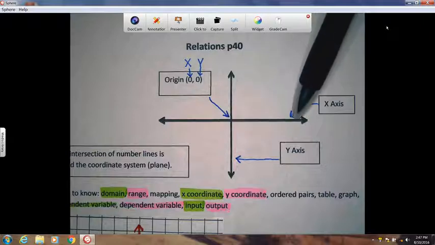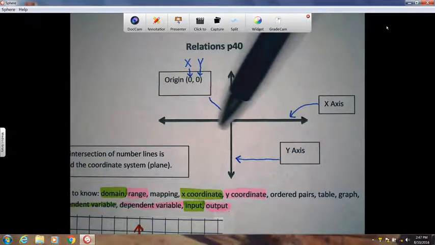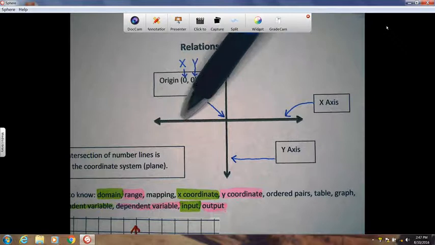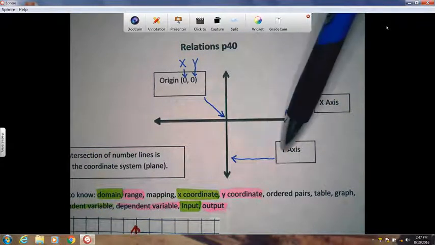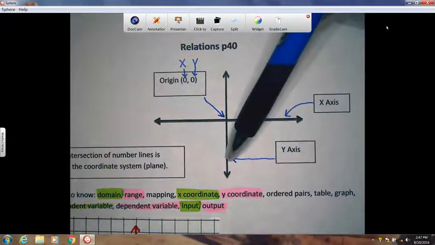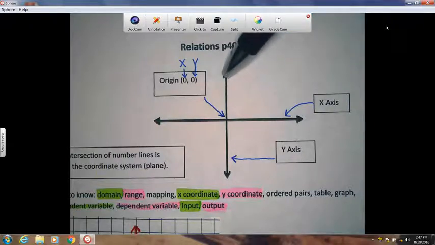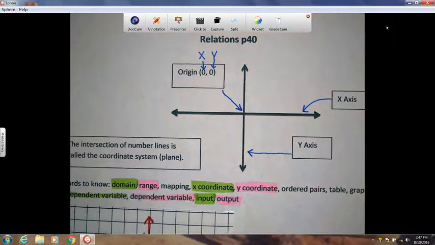The x-axis is the horizontal axis. It tells you about movement left and right. Y-axis is the vertical axis. It tells you about movement up and down. The entire thing is called the coordinate plane.